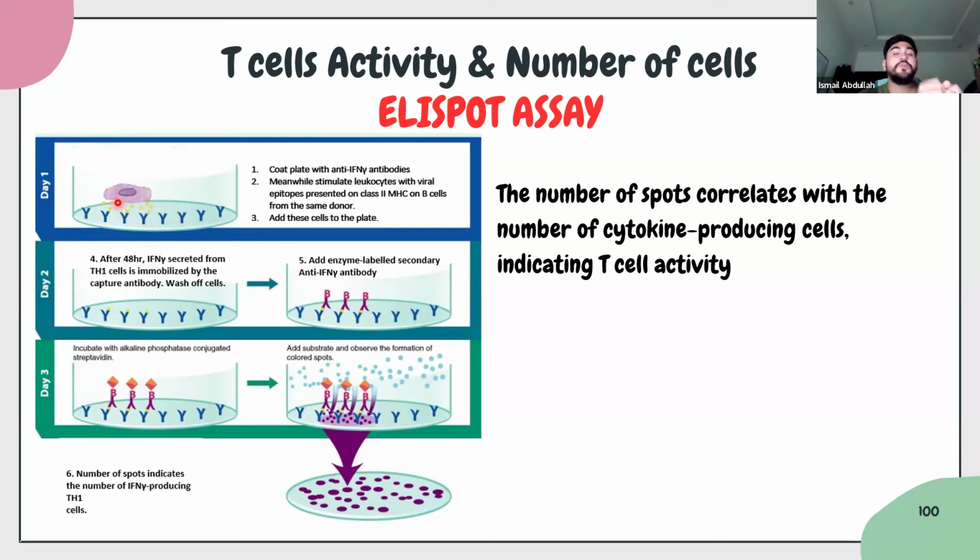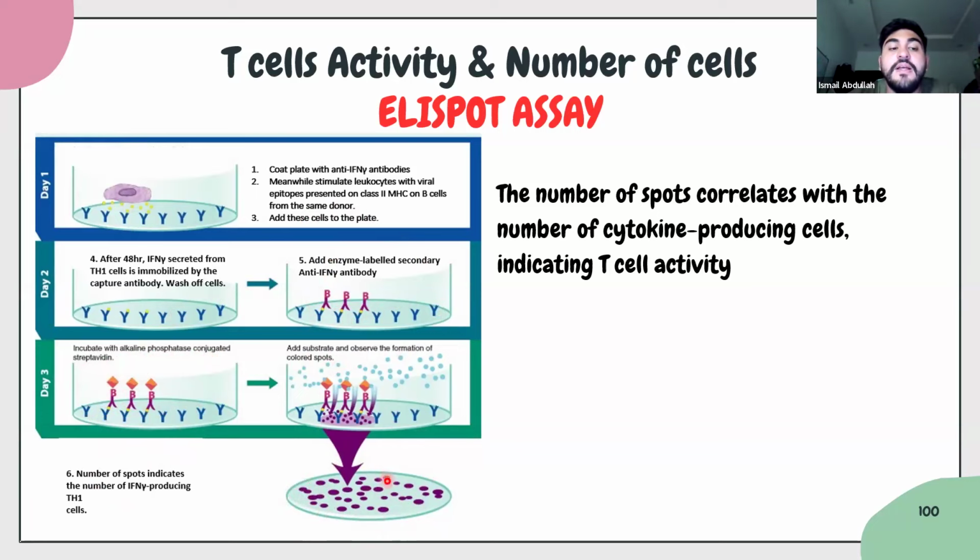Now those cells that produce interferon gamma are going to be bound to the interferon gamma antibodies, literally right here. Then what's going to happen? We wash it off after about 48 hours. After we wash it off, you add an enzyme-labeled secondary antibody, just for labeling purposes. Then you incubate it with something to give it color as well, like alkaline phosphatase conjugated streptavidin. You don't need to know this. And then lastly, you get these spots.